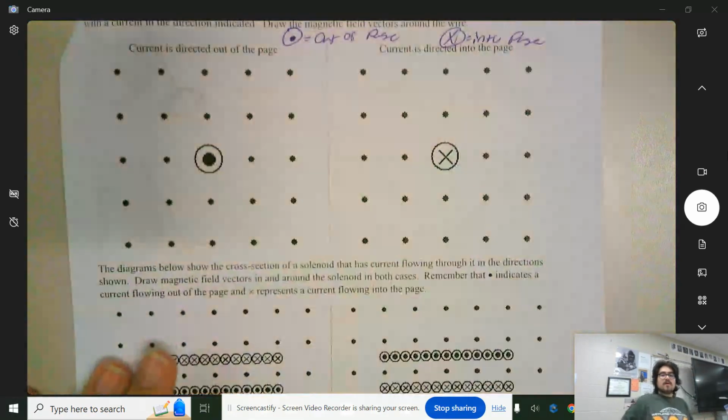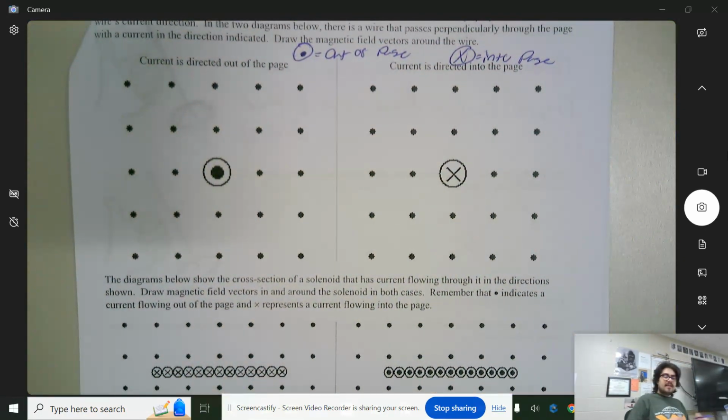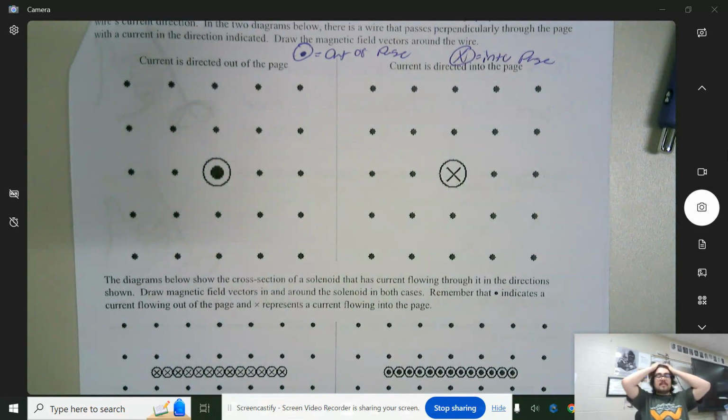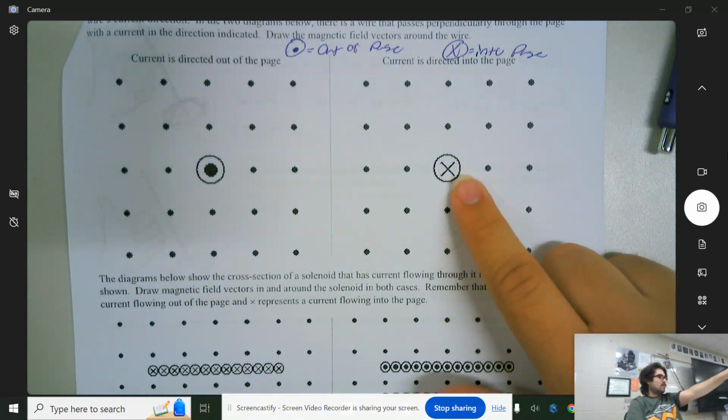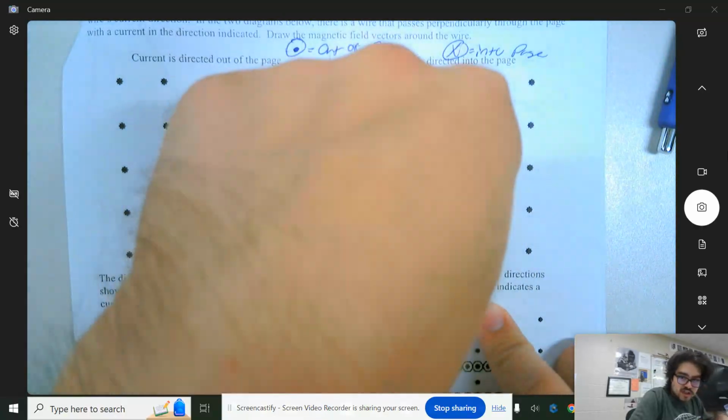Okay, so the dots mean out of the page, and the crosses mean into the page. Think of it like an arrow, okay? If you have a bow and an arrow, and you let it go, and you're behind the arrow, you're going to see the tail of the arrow flying away from you. Okay, into the page.